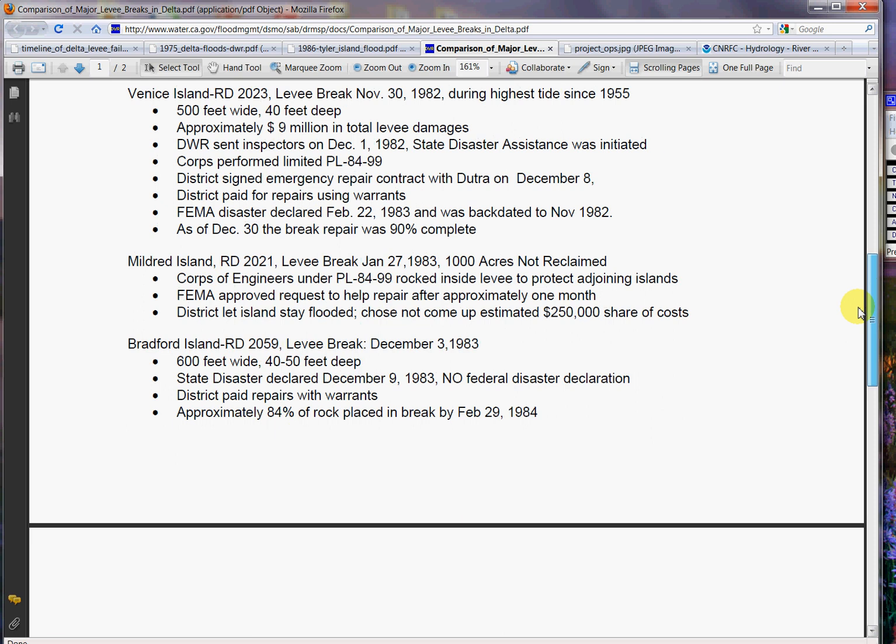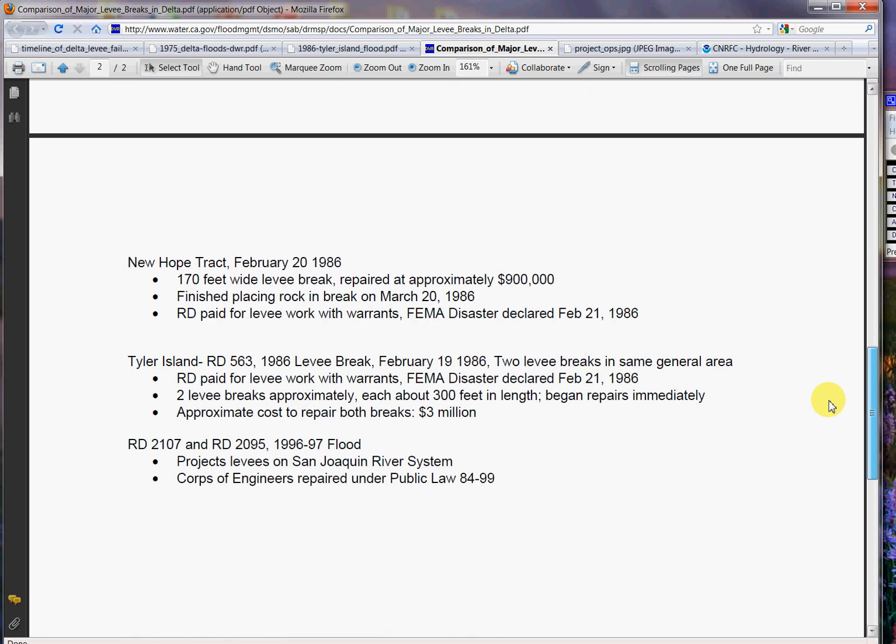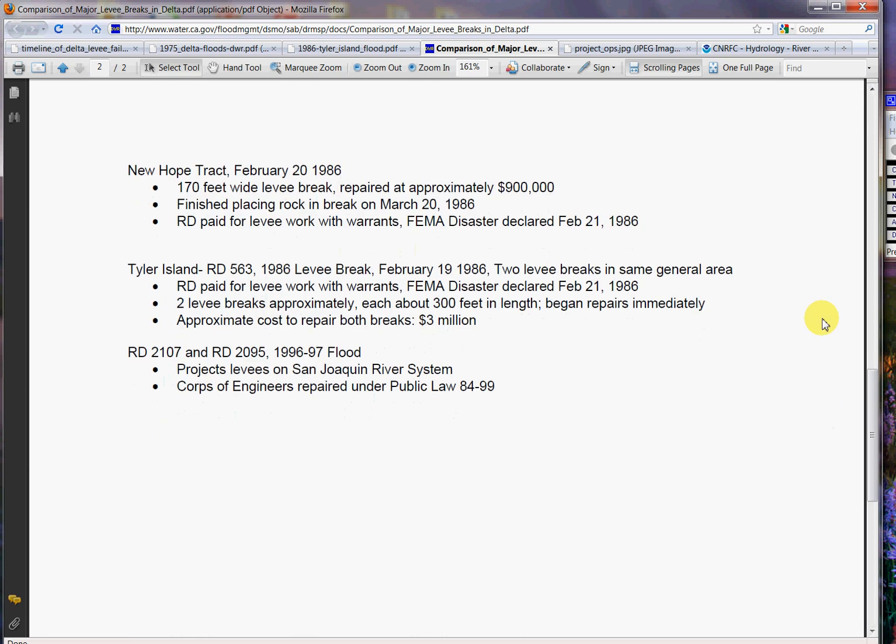So let's go down here, and this is a good summary. You'll see what the state says are the major ones, and you see it's not 158 if you just add up what they're saying there. So what do they say about 1986? New Hope Tract, that's over by the McCormick-Williamson Tract area, which is a controlled flood area, has 900,000 in damage. And Tyler Island, that bigger island right there by McCormick-Williamson, has 3 million in damage. That's a lot of money in 1986 numbers, but I want you to remember this as we go on through this video series.